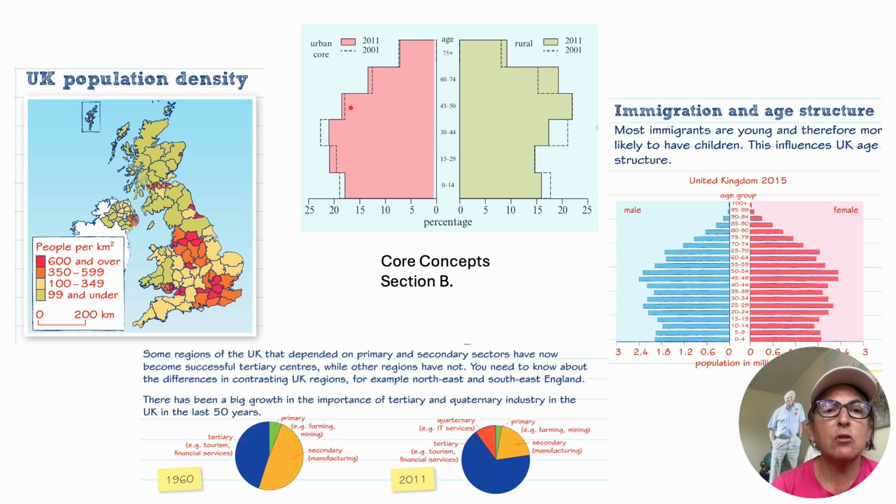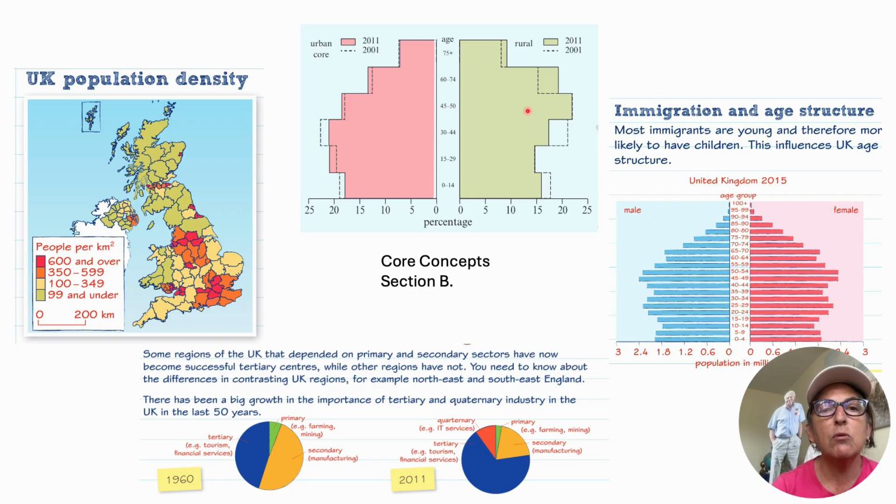The next thing then to look at is the population structure of the urban areas compared to the rural areas, the urban core compared to the rural areas, and how that's changing over time. And we can see that over time there are more people of a younger age living in the urban areas because they're there for work, aren't they? They're the economically active people. This therefore pushes the birth rate up.